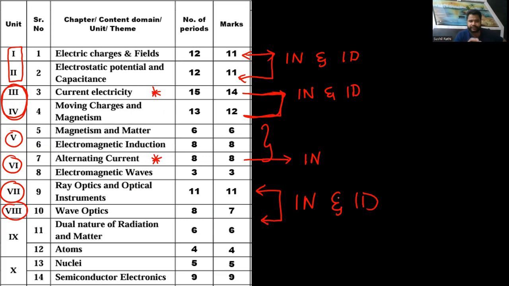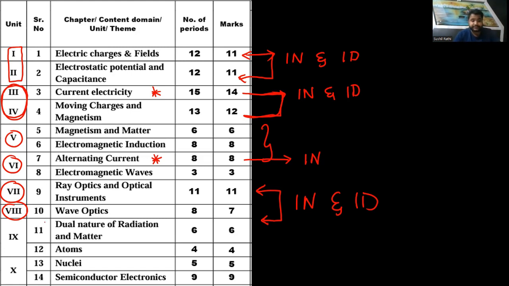Now, in ray optics, there are a lot of derivations. So can I say there is a chance that ray optics might come for derivation and wave optics might come for numerical? But the blueprint suggests ray optics as numerical and wave optics as derivation. So anything can happen here. I hope you're understanding that.